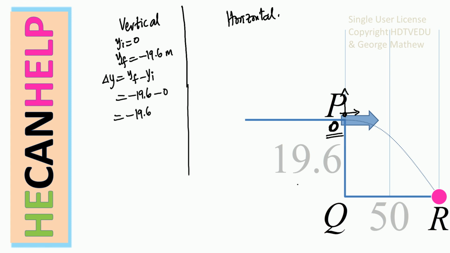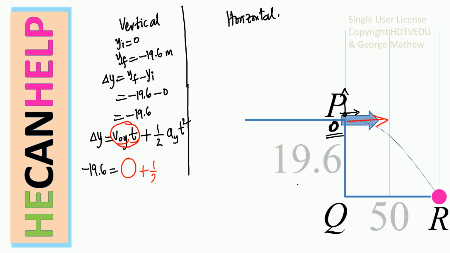Since the acceleration is constant, we can use delta y is equal to v0y times t plus 1/2 acceleration along y times time squared. Delta y is negative 19.6. The car shoots off horizontally at the start at point P, so the initial vertical velocity is 0, and 0 times t is 0. So this whole term is equal to 0.